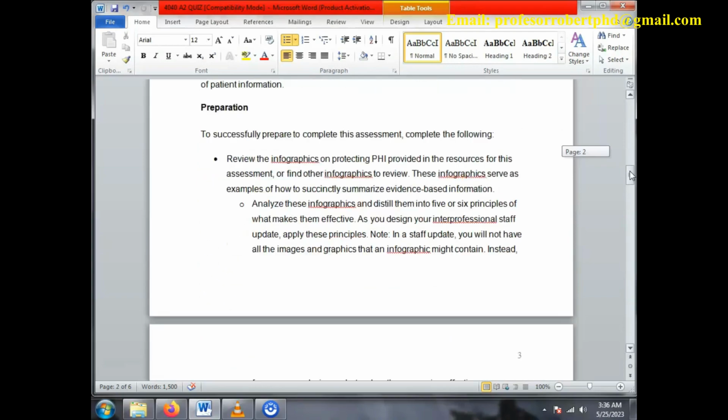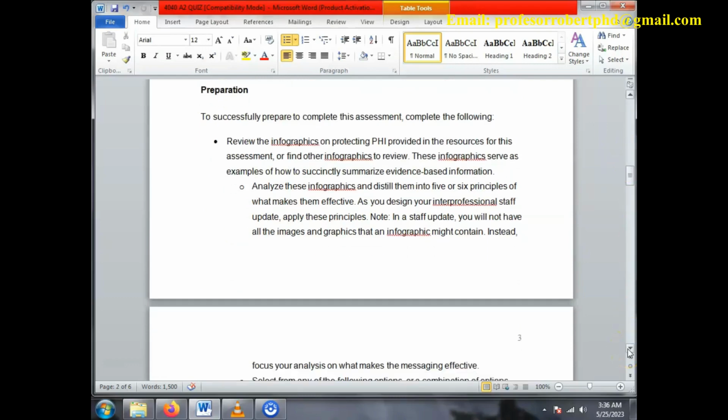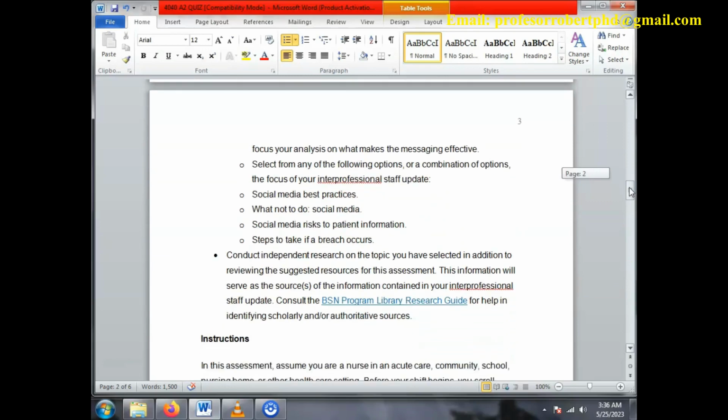Preparation. To successfully prepare to complete this assessment, complete the following. Review the infographics on protecting PHI provided in the resources for this assessment, or find other infographics to review. These infographics serve as examples of how to succinctly summarize evidence-based information. Analyze these infographics and distill them into 5 or 6 principles of what makes them effective. As you design your interprofessional staff update, apply these principles. Note: in a staff update, you will not have all the images and graphics that an infographic might contain. Instead, focus your analysis on what makes the messaging effective.